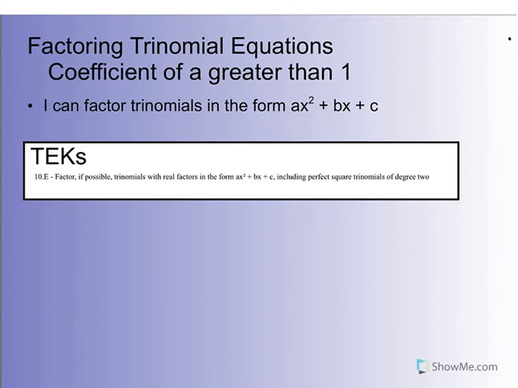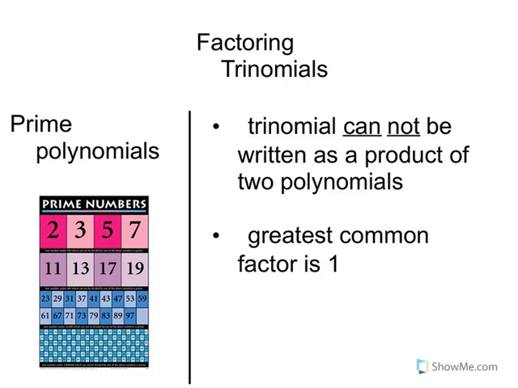In this lesson, we're going to talk about how to factor trinomials when the leading coefficient is greater than 1. By the end of this lesson, you should be able to factor trinomials in the form of ax squared plus bx plus c. When we're factoring trinomials, remember that any trinomial that cannot be written as the product of two other polynomials is considered prime. And the greatest common factor between all the terms would be 1.